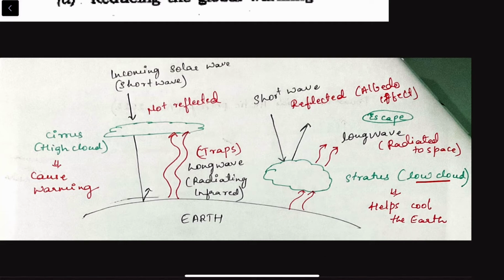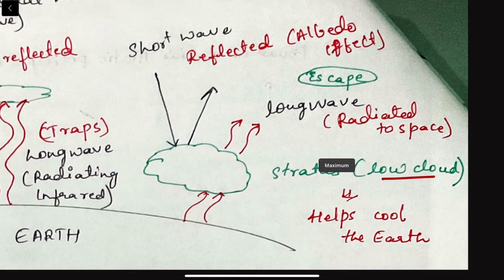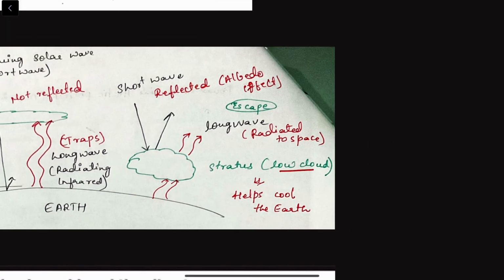With this understanding, what is the role of cloud? Different types of cloud act differently. First, let us analyze how low clouds work when it comes to the incoming solar radiation. When the incoming solar radiation, which is of short wavelength, hits the surface of the earth, they enter the surface of the earth.